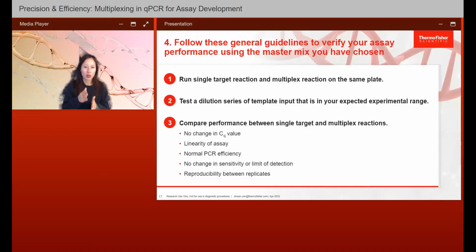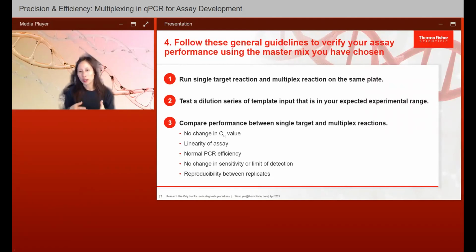So you definitely want to run the single target reactions for each of the targets and the multiplex reaction on the same plate and ensure that the performance doesn't deviate once you scale up to multiplex, so that each target looks similar to how it would look in the single target reaction compared to the multiplex reaction.